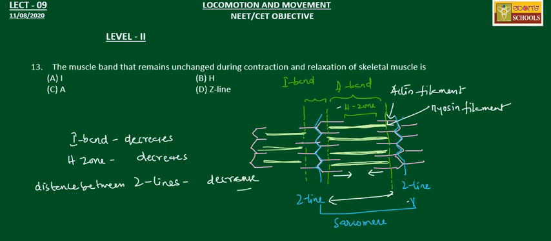So except the A band, the length of the A band will remain constant. So here the answer that remains unchanged during contraction and relaxation of skeletal muscle is A band. So C option is right.